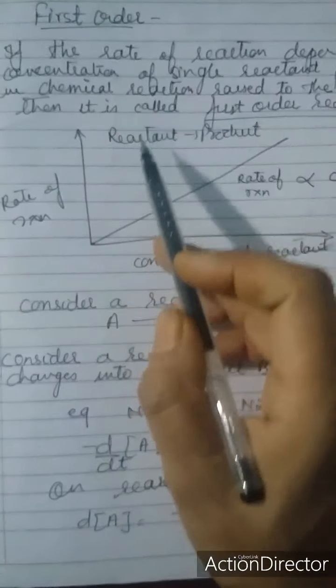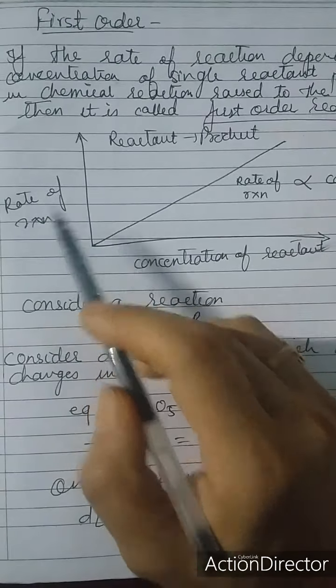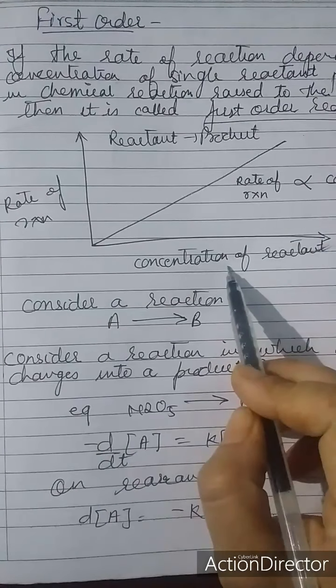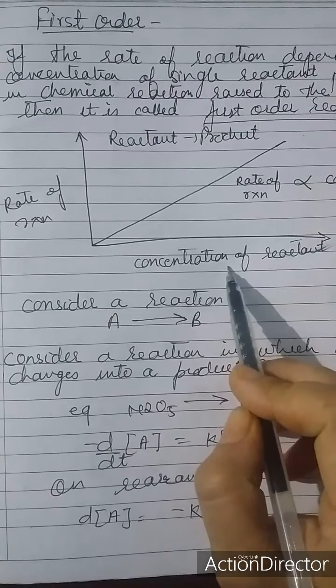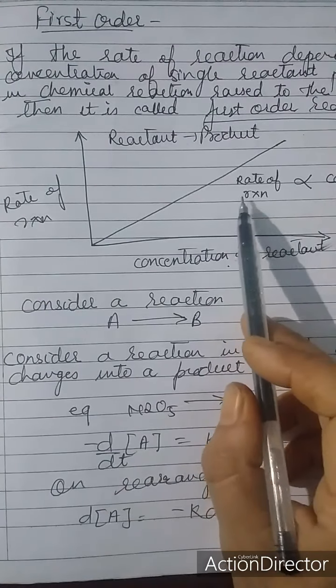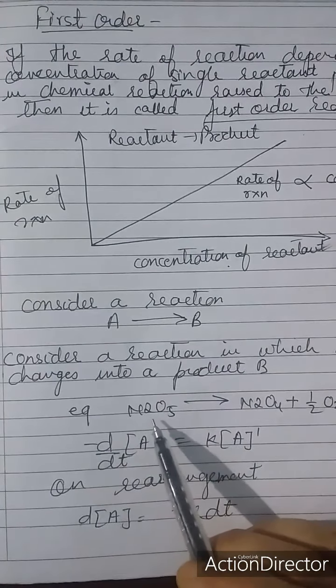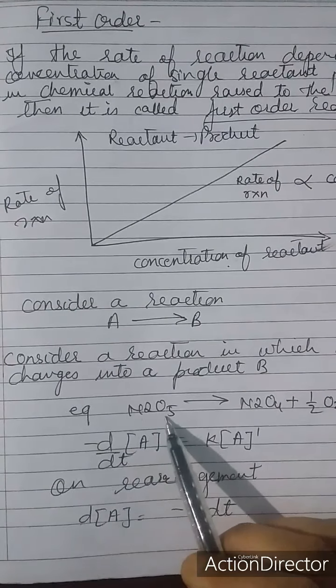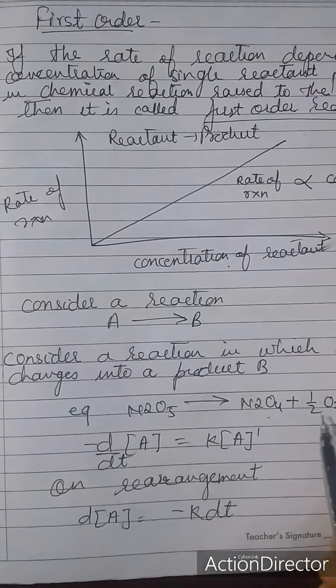Next one is the first order reaction. If the rate of reaction is directly proportional to the concentration of the reactant which is participating in a chemical reaction, raised to the first power, then it is called a first order reaction. Now here the example is N2O5 giving you N2O4 plus half O2.